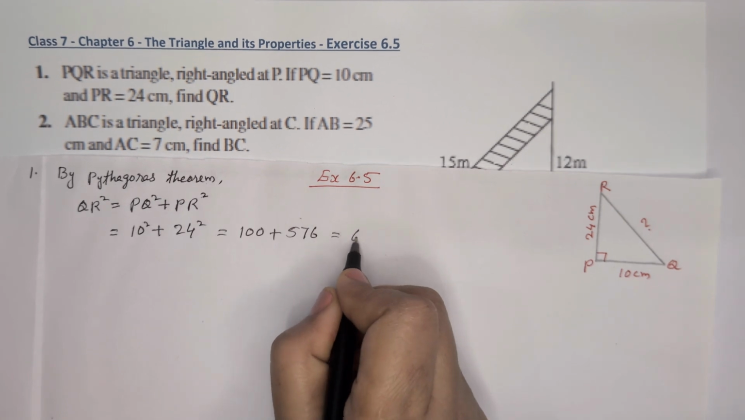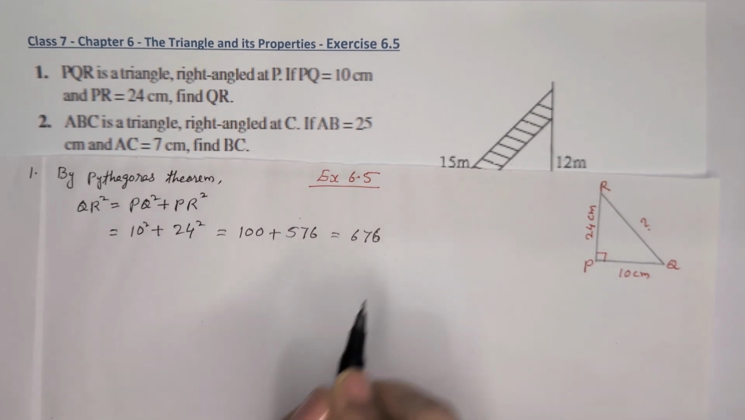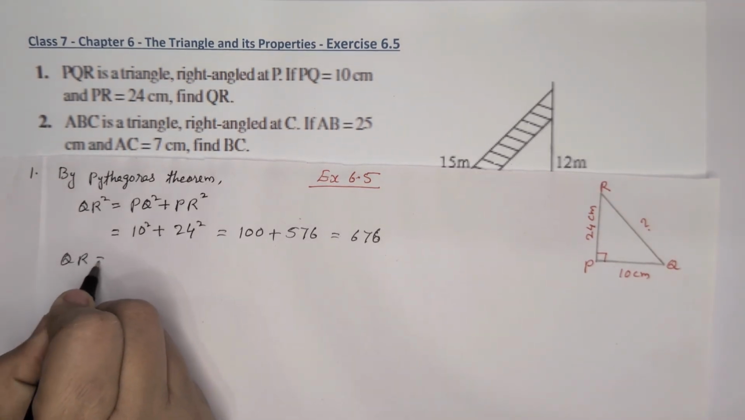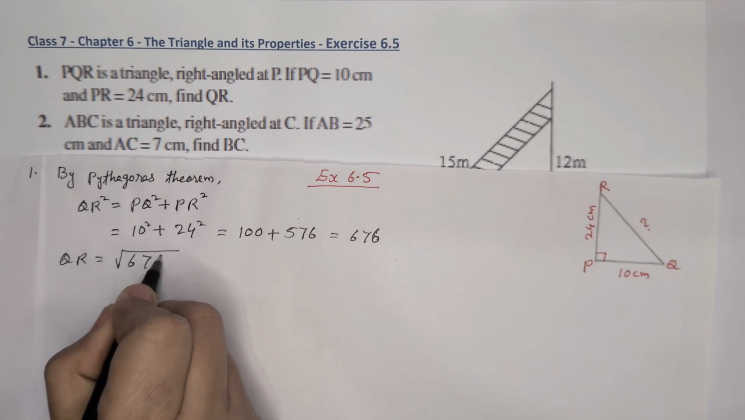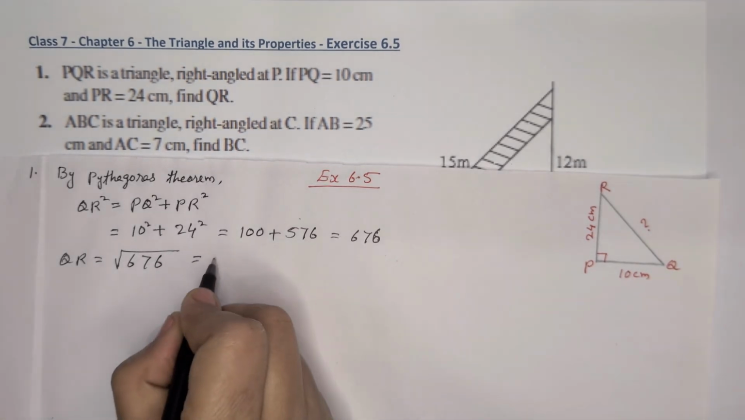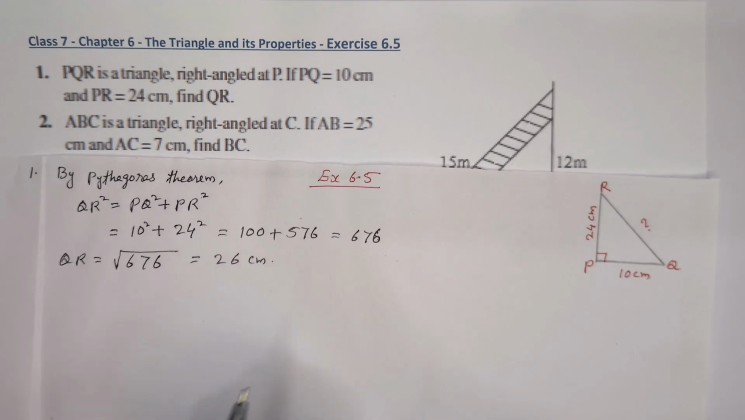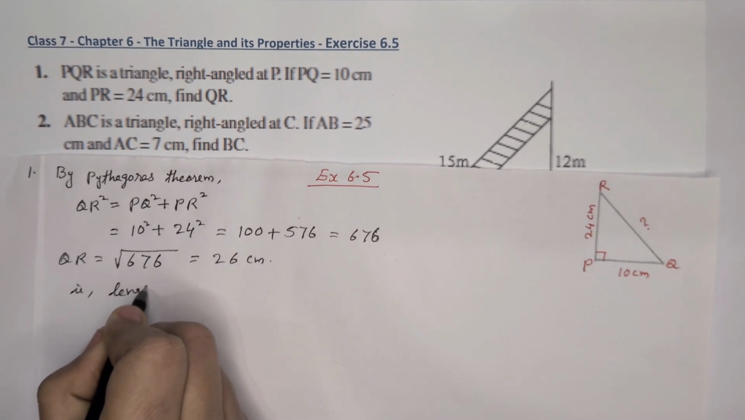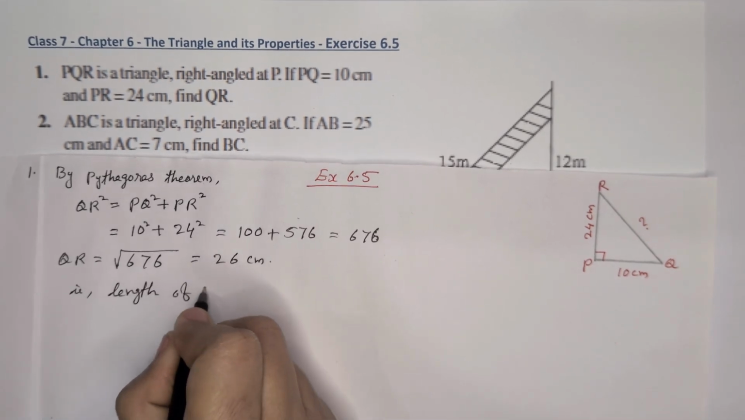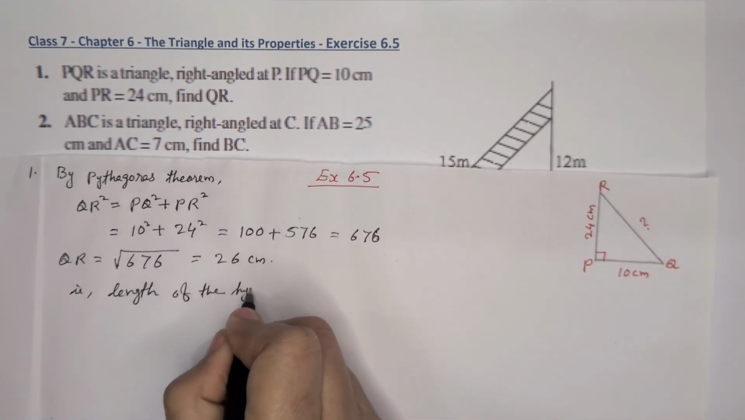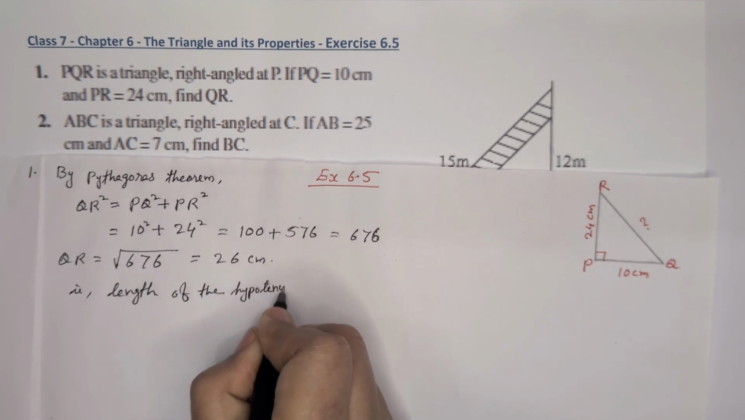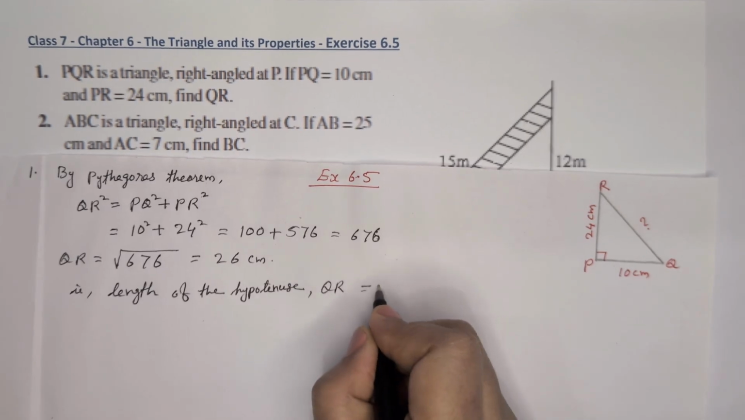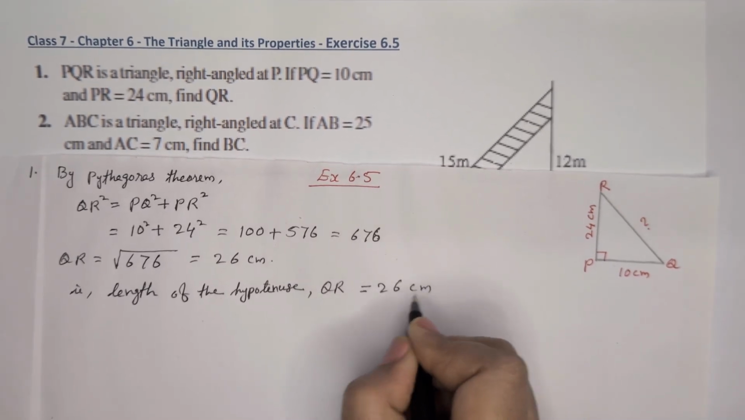Which is equal to 676. That is QR square. Then QR is equal to root of 676, which is equal to 26 centimeter. Here the question is find QR. So we can write that the length of the hypotenuse, that is QR, is equal to 26 centimeter.